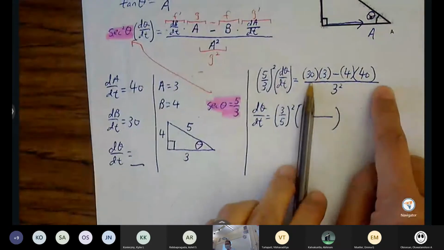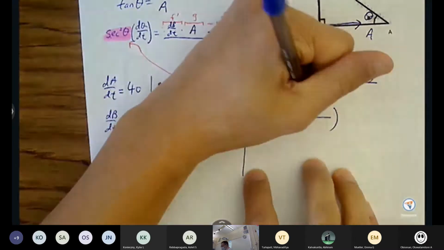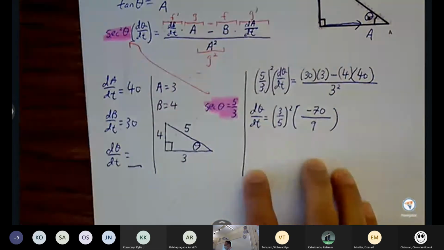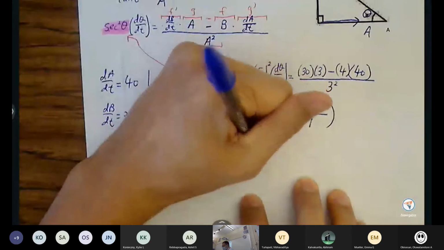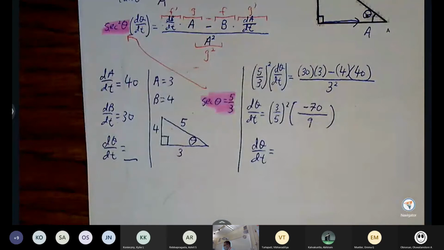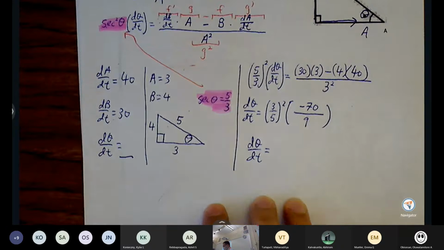Start cleaning up here. This is 90 minus 160. So -70, right? Okay, the rest can just go in the calculator. Nine over 25 times -70 over 9. Reduce that fraction.